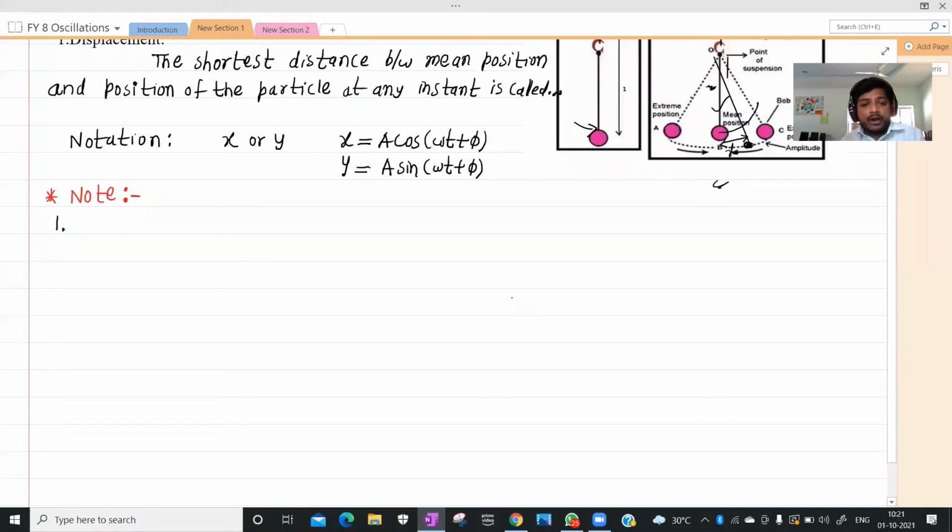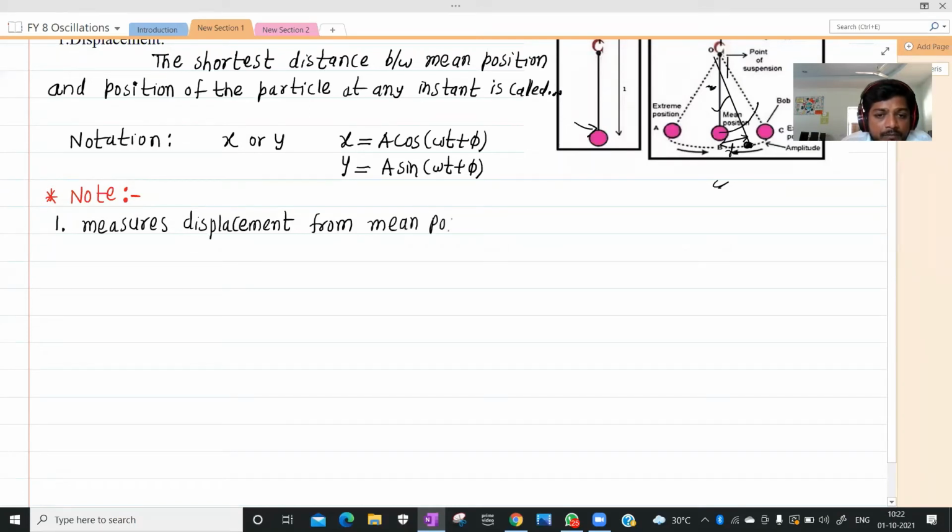I already told you how we measure the displacement. We always measure this displacement from where? From where to where? Mean position. Very good. So we always measure displacement from mean position.